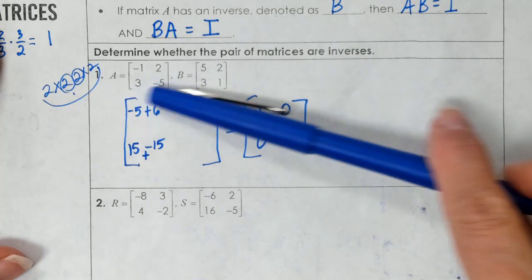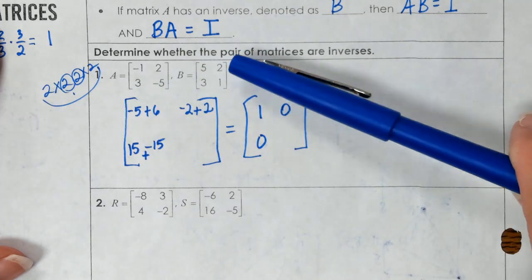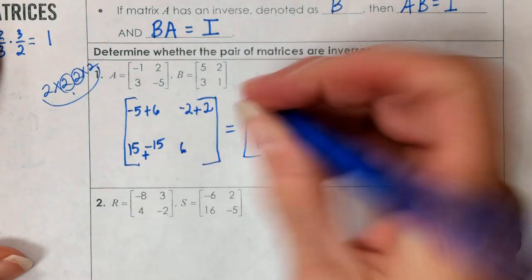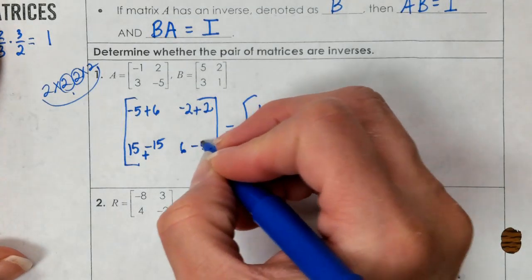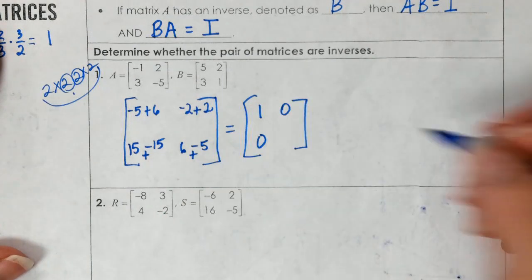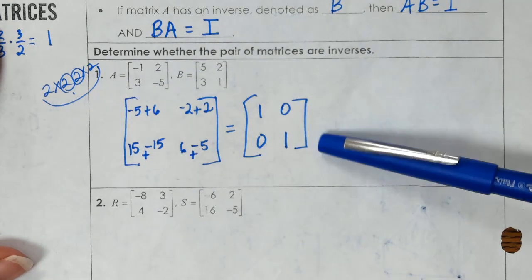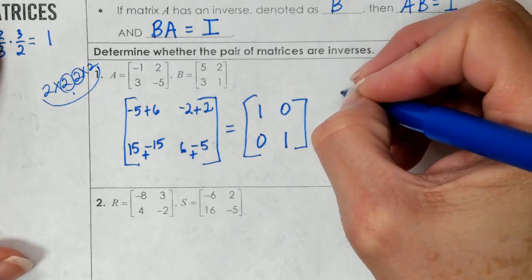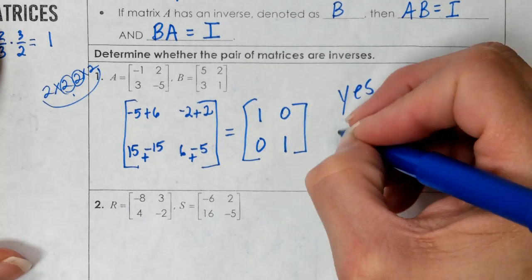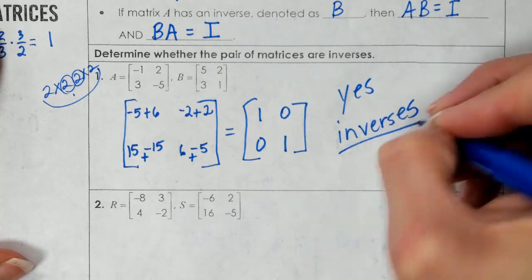And then our last one, we're going to do the bottom with the column 2. So 3 times 2 makes 6. And negative 5 times 1 is a negative 5. We're going to add that up, and we end up with a 1, which means that when we multiplied, we did get the identity matrix. So it passed the test. This one is yes, it is an inverse of each other. They are inverses. Okay.